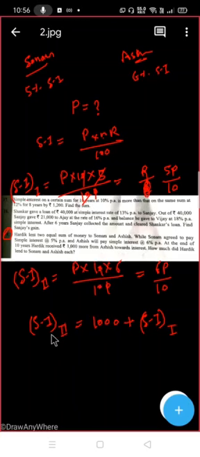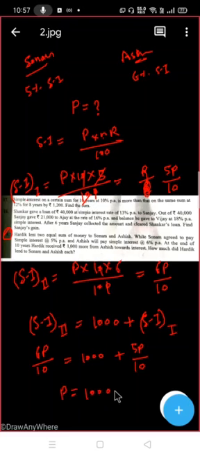So what is simple interest 2? That is 6P upon 10. That is equal to 1,000 plus it is 5P upon 10. Correct? So multiply by 10. So you will be having P equal to 10,000. So what is the answer? Do you see? Principal is 10,000. So this is your final answer. Is the solution clear to you? Yeah, okay. Great.